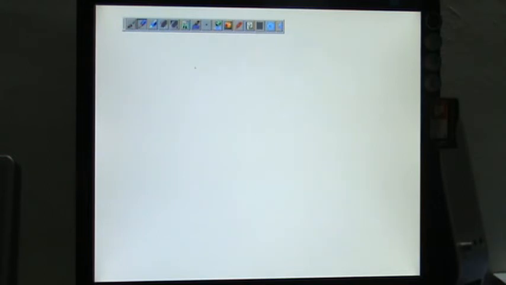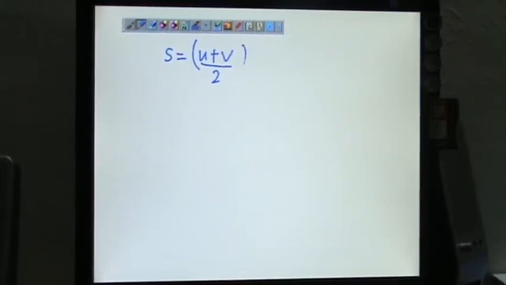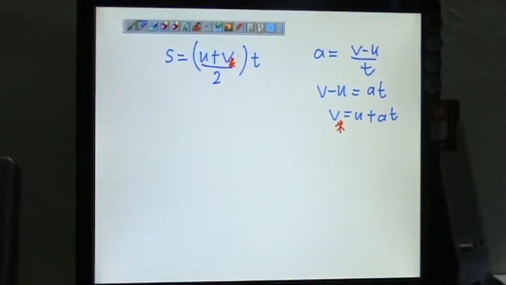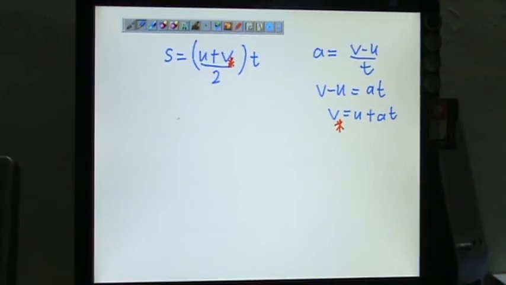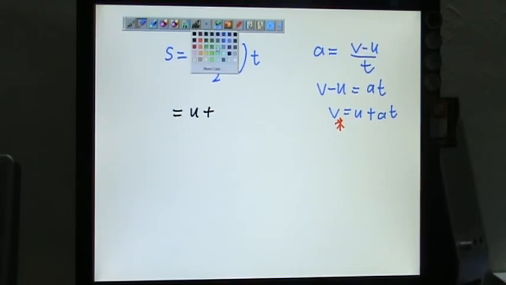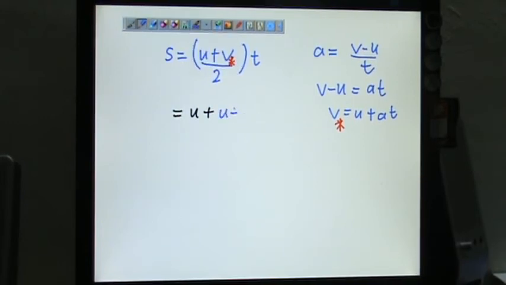So with this in mind, we have s equals u plus v over 2 times t. But do you remember a equals v minus u over t? So can I say v minus u equals at? Can I also say v equals u plus at? Can I put a red star next to v so that I could put it here? By looking at the star, you now know that you should put all the values together inside. I differentiate by using black and blue, and then you see what I'm doing.